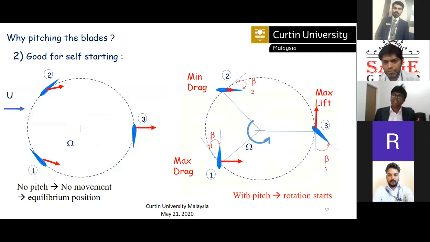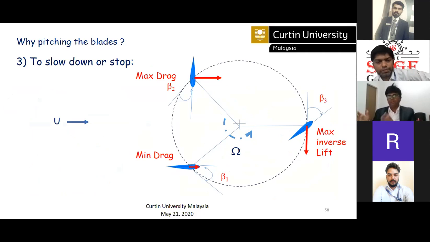We can think about good self-starting with pitch control, as well as how to stop or slow down the turbine. If we optimize the pitch angles for the stopping condition, we can stop the turbine when there is a requirement for maintenance, or when we stop it because of some unwanted conditions.